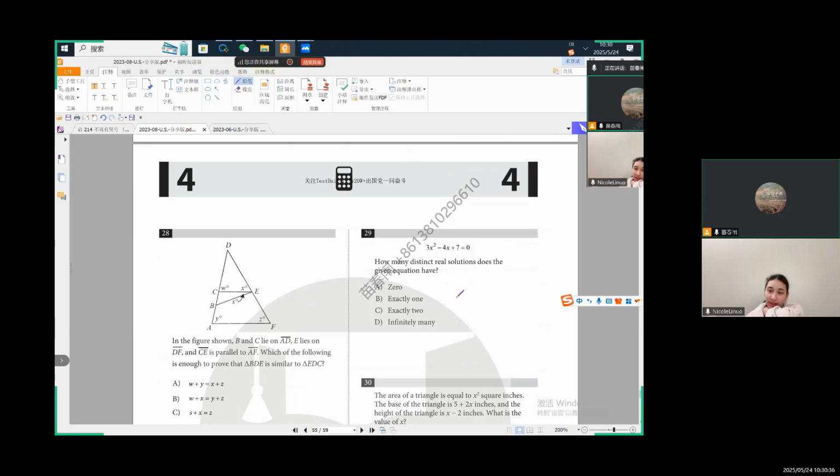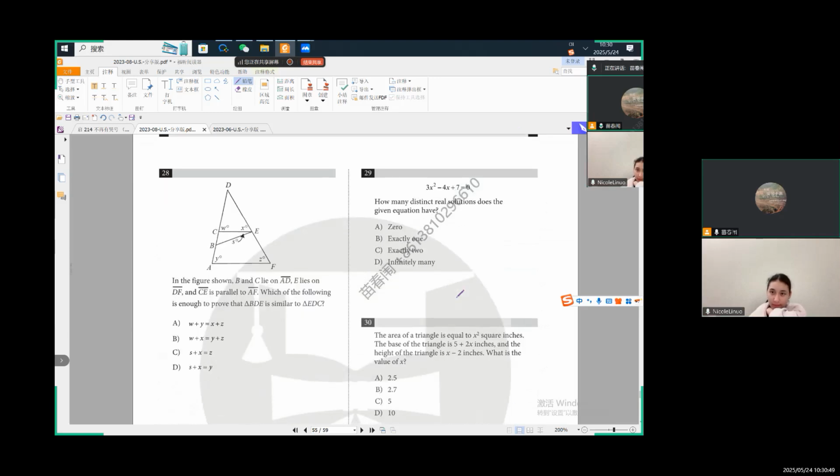28. Okay, 28 was another question that I was a bit confused on, but I picked B in the end. The second one, right? Yes. Okay, let's see. In the figure shown, BC lies on AD. Okay. And E lies on DF. BC parallel to AF, that I can see. Which of the following is enough to prove that BDE is similar to EDC?